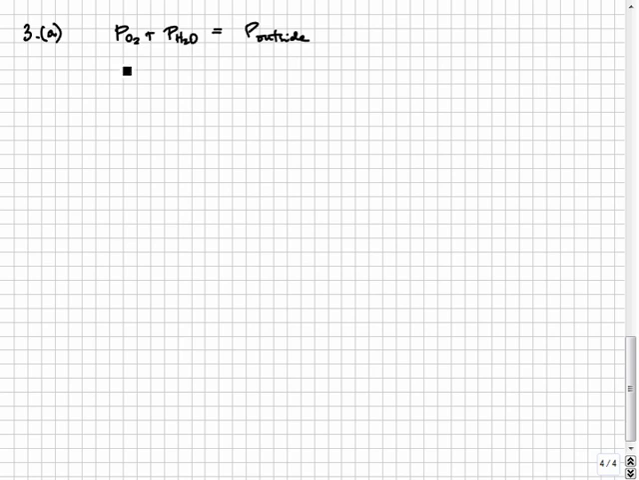The outside pressure is given as 762.6 torr. The vapor pressure of water is given as 21.6 torr. So the partial pressure of O2 is 741.0 torr.